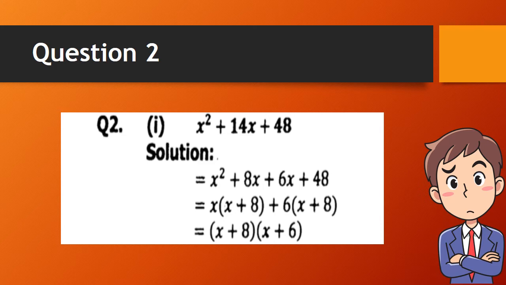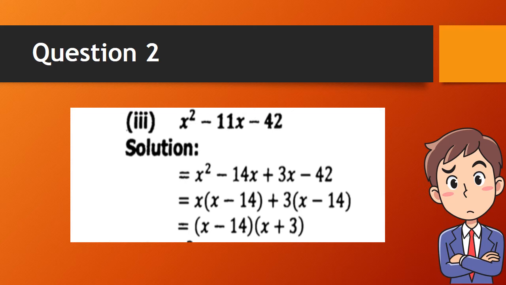Now in the first two terms you can take x common. X is taken as common, you will be left with x plus 8, and in the second term you have taken 6 as common, you will be left with x plus 8. Now from both terms you will take x plus 8 common, and we will be left with x plus 6.